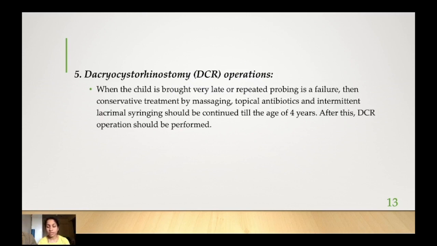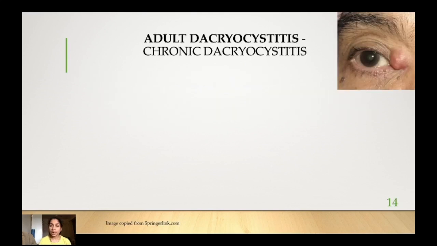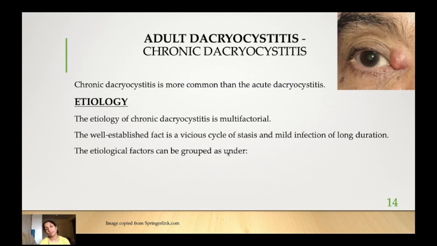Congenital dacryocystitis. Next comes the adult dacryocystitis. In that, first one is chronic dacryocystitis. It's very common compared to acute dacryocystitis. So etiology is multifactorial. Here also the main cause for dacryocystitis is stasis, and there is mild infection for long duration. These both will lead to chronic dacryocystitis.